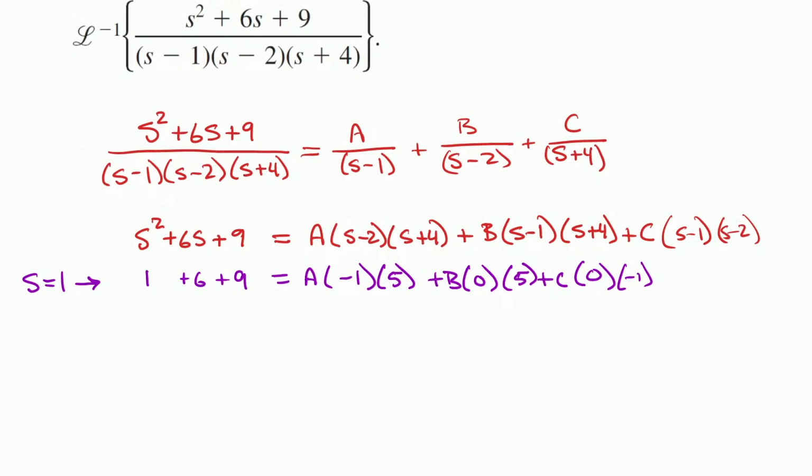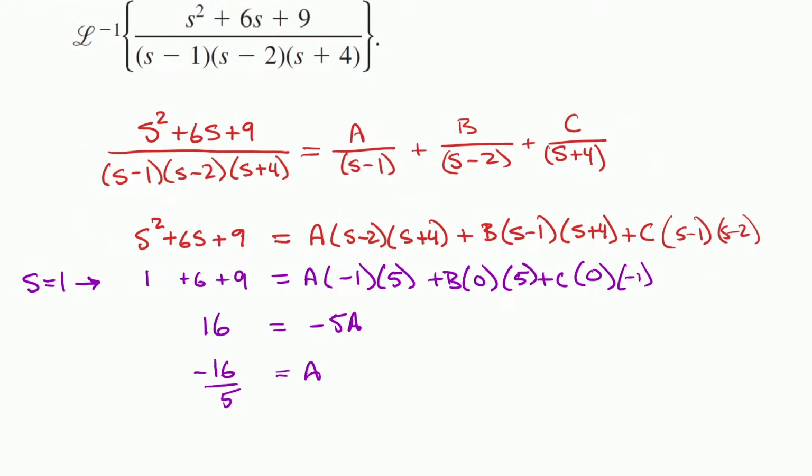So all I've done is that if this is true, then it will be true for every value of s, including s equals 1. So I plug in s equals 1 and see what happens. That's the sort of shortcut trick. It is not foolproof, though. It may lead you astray in certain situations, but none of those situations will be ones that we come up against in this class, I don't think. Anyway, this is going to be 16 is equal to negative 5a, which means that a is negative 16 over 5.